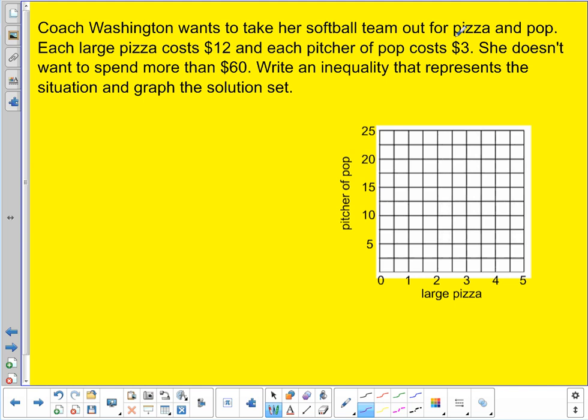All right, so we have pizza and we have pop. I'm going to say X is the number of pizzas and Y is the number of pitchers of pop.